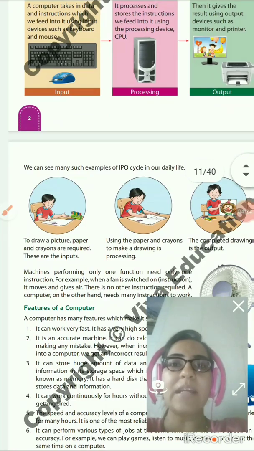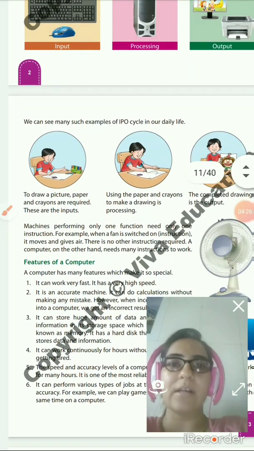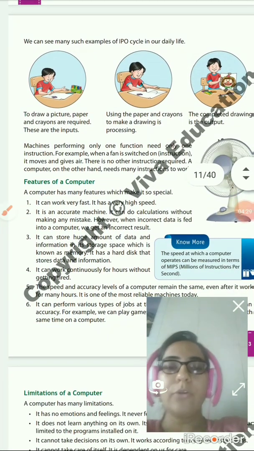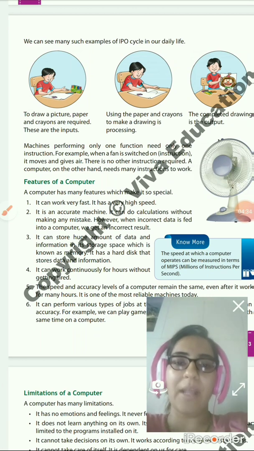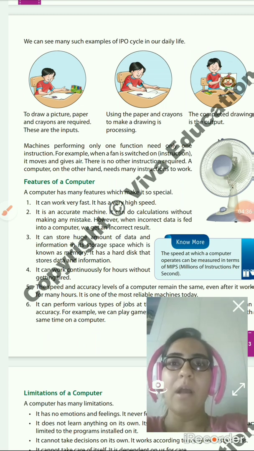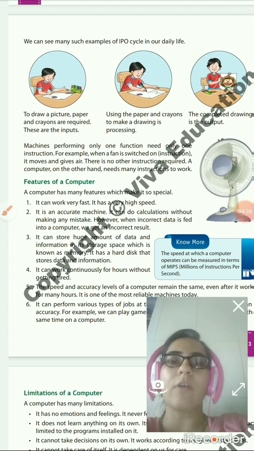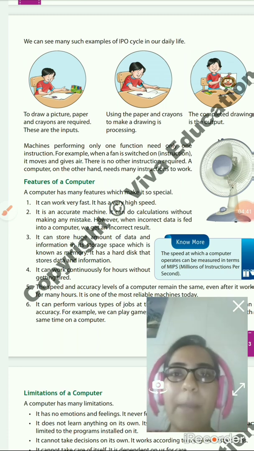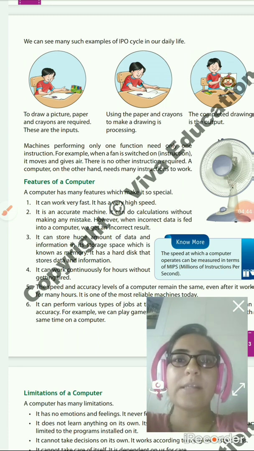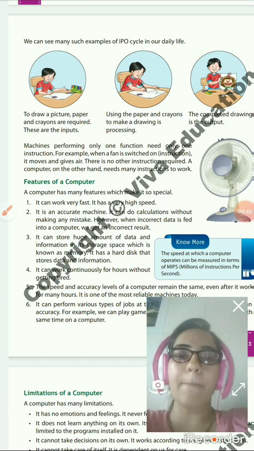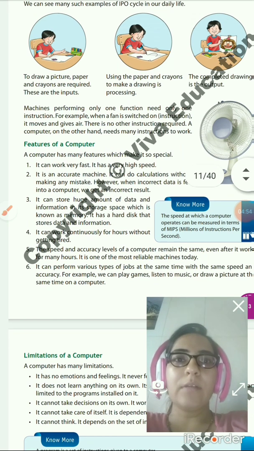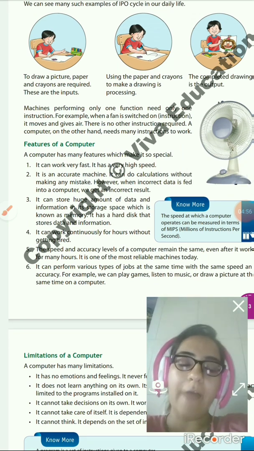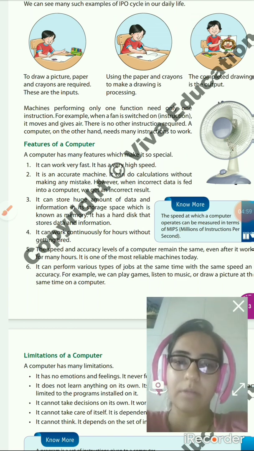Now, we can see many such examples of the IPO cycle in our daily life. For example, to draw a picture, paper and crayons are required, right? If you want to draw a picture, then first you require a pencil, a paper, crayons. These are called the inputs. Then, using the paper and crayons to make a drawing is processing. You use your pencil, your colors, your paper for drawing. That process is called processing. And finally, the completed drawing is the output. After your drawing is finished, that drawing is called the output.